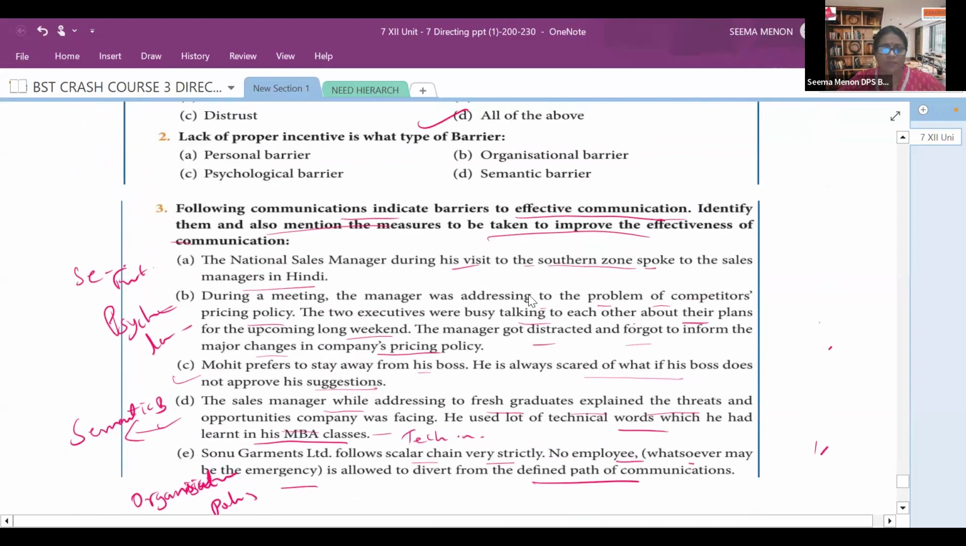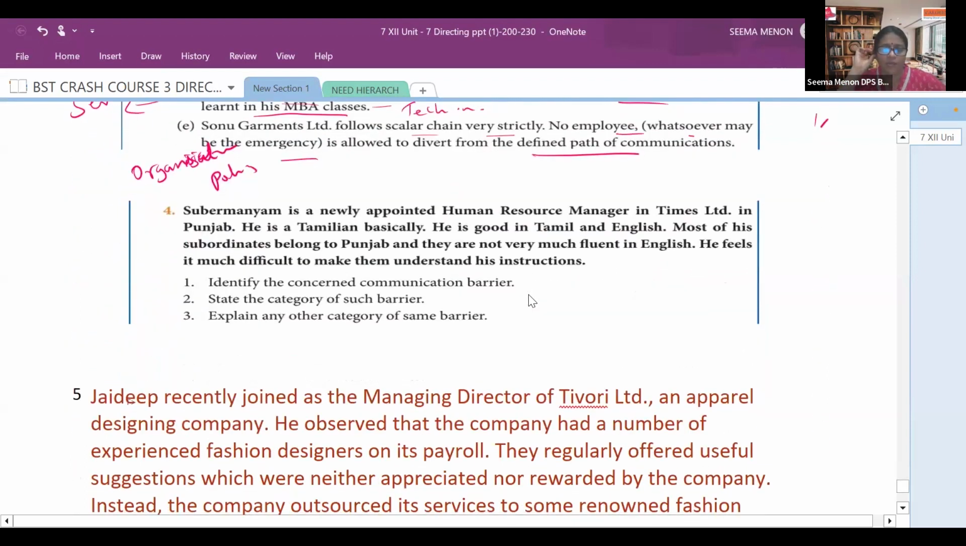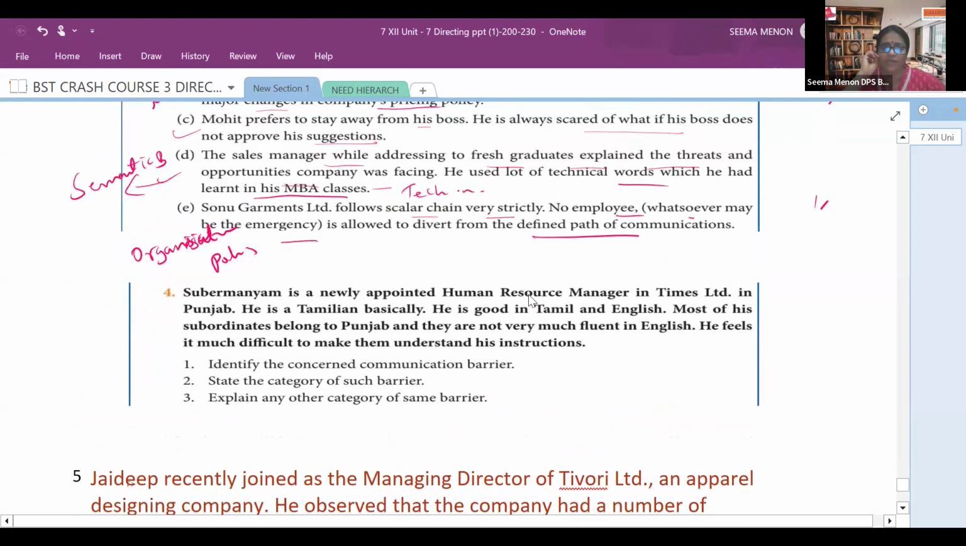Coming to the next one, Subramaniam is a newly appointed human resource manager in Times Limited in Punjab. He is a Tamilian basically. He is good in Tamil and English. Most of his subordinates belong to Punjab and they are not very fluent in English. He finds it difficult to make them understand his instructions. Identify the concerned communication barrier. What will be the concerned communication barrier? Yes, the concerned communication barrier will be semantic barrier, no doubt in that, because from Tamil to Punjabi.